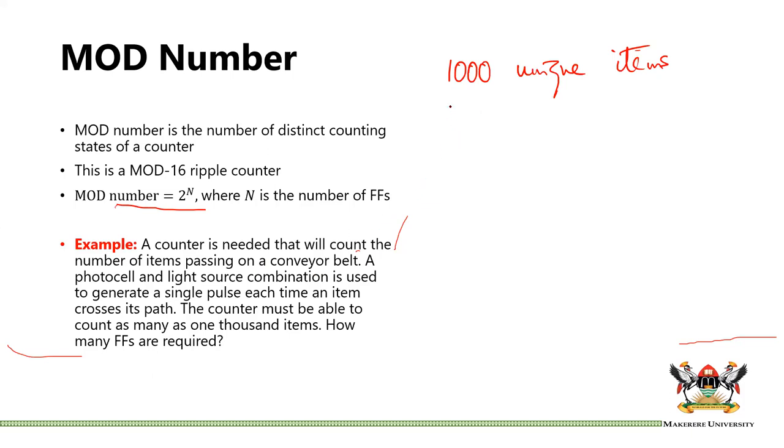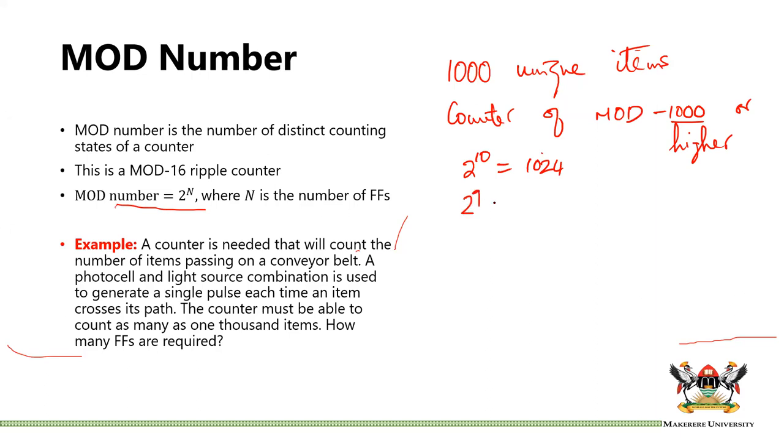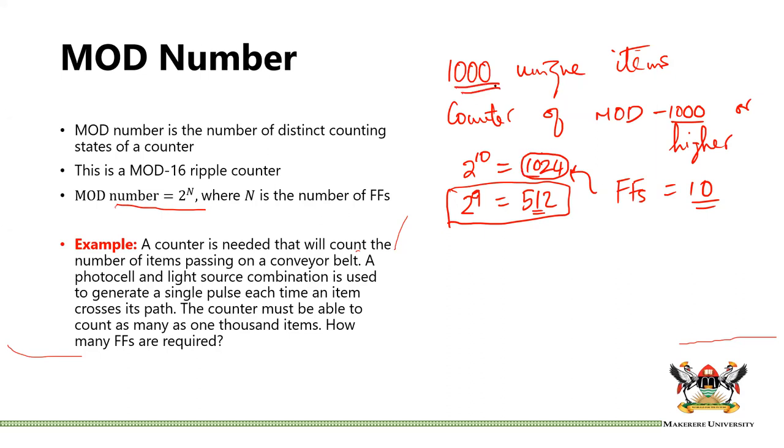How many flip-flops do we need? We need a counter of mod 1,000 or higher, right? Now, how do we get mod 1,000? We know that 2 to the power 10 is 1024. 2 to the power 9 is, I think, 512. So, if we use 9 flip-flops, we can only count 512 unique items. So, clearly, we take 10 flip-flops. We need 10 flip-flops to count that. Now, these 10 flip-flops actually count up to 1024, but obviously once we reach 1,000, we can stop there if we want.